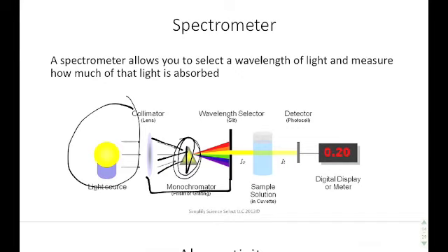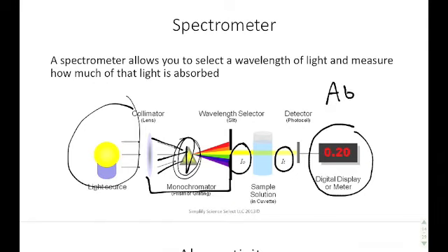Once we select the color, we put it into a solution, okay, whatever solution we want to look at. And once you put it in the solution, you can measure how much light comes out. Well, you can look at the ratio of how much comes in and how much gets out, and that allows you to calculate something called the absorbance. Okay, that's how much light is missing, and that's this right here.